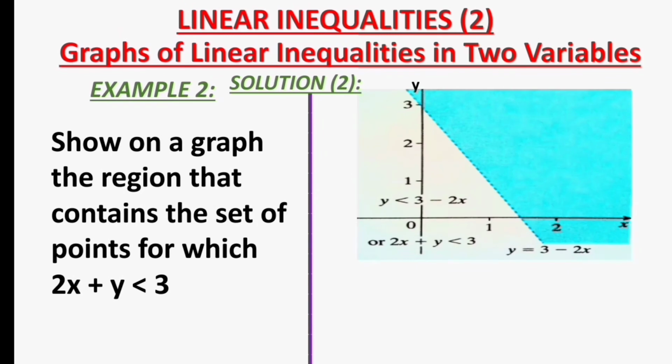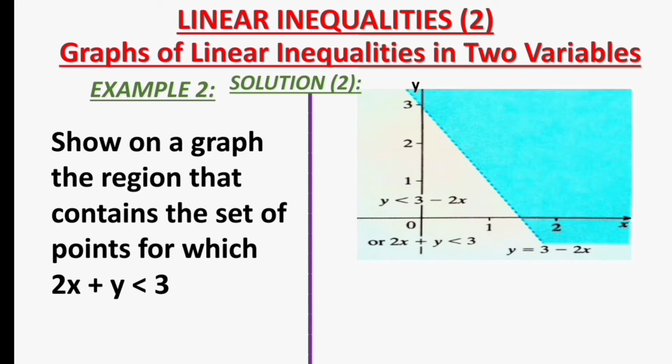When we plot the points 3 along the y-axis and 1.5 along the x-axis, we are going to have this kind of linear graph. Of course, the initial linear inequality is 2x plus y is less than 3. So for less than, the boundary line involved should be a broken line. So we are going to join the points 3 on the y-axis and 1.5 on the x-axis with a broken line.